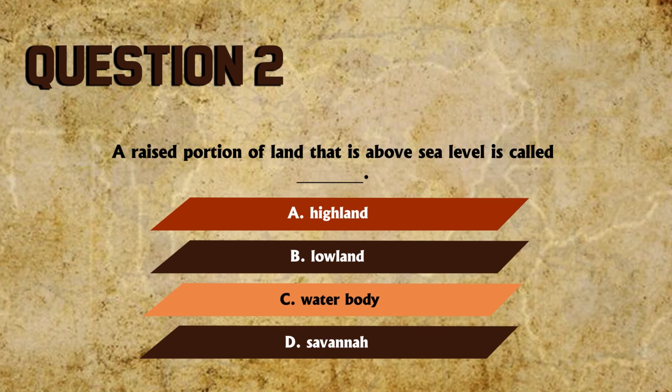Question 2. A raised portion of land that is above sea level is called option A, highland, option B, lowland, option C, water body, or option D, savanna. The correct answer is option A. A raised portion of land that is above sea level is called highland.